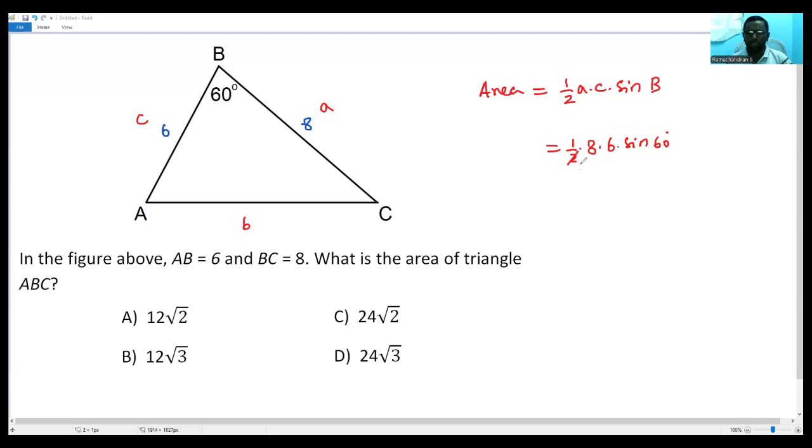Here 2 goes into 2 1 times and 2 goes into 8 4 times. When I multiply 1, 4 and 6, that is 1 times 4 is 4, 4 times 6 is 24. And we can get the value of sine 60 degrees using a unit circle. Actually 60 degrees is a special angle, so the value of sine 60 degrees is square root of 3 over 2. Here 2 goes into 2 1 times and 2 goes into 24 12 times, and we get 12 times square root of 3. So therefore the area of this triangle ABC is 12 times square root of 3 square units. We find this 12 times square root of 3 in answer choice B. The correct answer choice for this question is B.